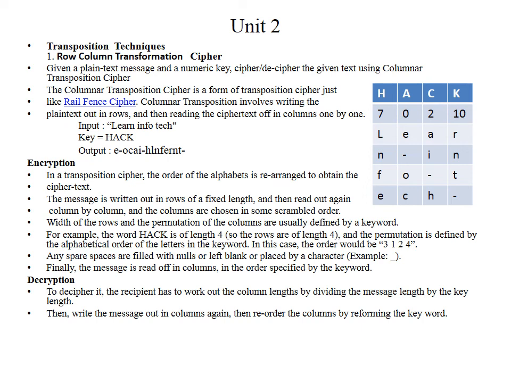So here if we want to combine, go in ascending order. 0 will come first, then 2, then 7 and then 10. So the 0th column, if we see, the letters are E, dash, O, C. So here E dash O C, then A, I, dash, H, A I dash H, and L, F, E, and R, T, dash. So this is how we can convert this plain text to ciphertext.